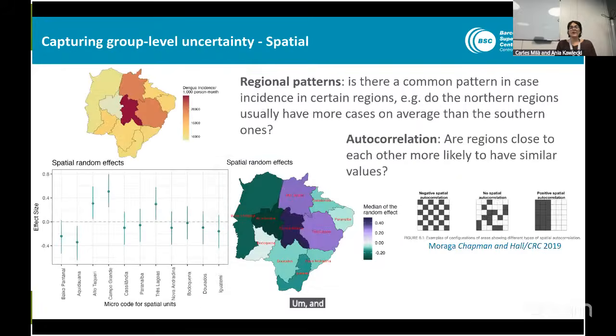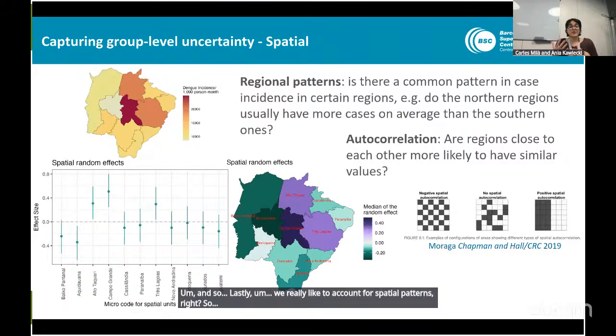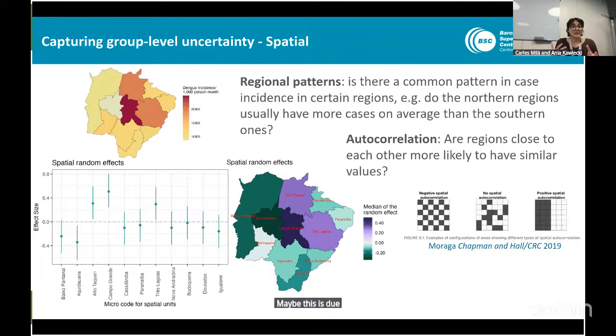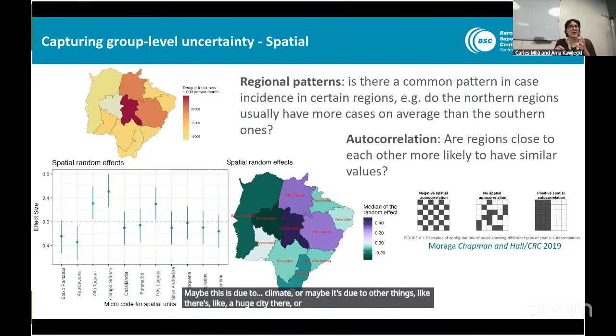And lastly, we really like to account for spatial patterns, right? So maybe regional patterns, maybe you have regions that just generally have more dengue cases, and maybe this is due to climate, or maybe it's due to other things, like there's a huge city there, or a lot of movement there, or a trade hub, or people behave in a certain way there and not in other places. There are all these reasons that could make it so that certain places just have more dengue than others.